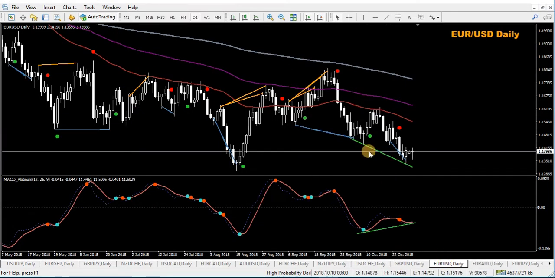Euro USD, in nothing at the moment. Looking for a possible buy. Looking at this divergence: lower lows on price, higher lows on the MACD, but there's no confirmation as yet. Just drawing those trend lines in, looking to trade back up towards the MAs.